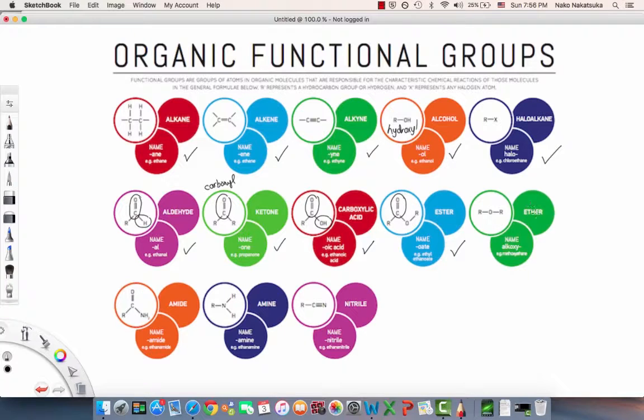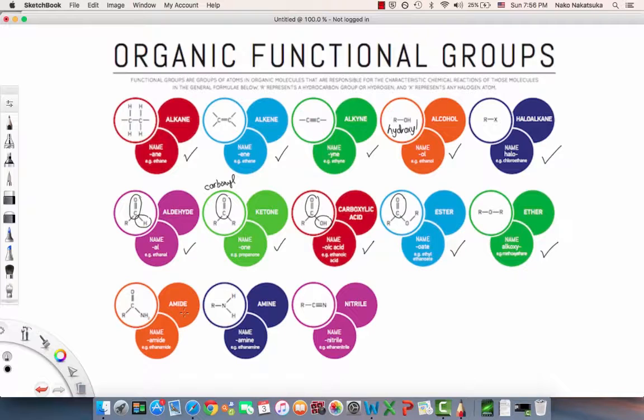In the case of ethers, you just have an oxygen in between two R groups without this extra carbonyl. So make sure you don't mix up esters and ethers because they're completely different. And you always have alkoxy as the prefix for any ethers, and an example of this is methoxyethane.